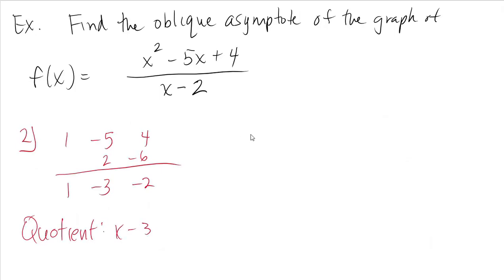That means that the oblique asymptote, which I'm going to denote by OA, is the line y equals x minus 3. So this graph doesn't have a horizontal asymptote, it has an oblique or slanted asymptote. And let me show you that in the graph. We haven't seen one of these as a class, so let me show you what I mean.